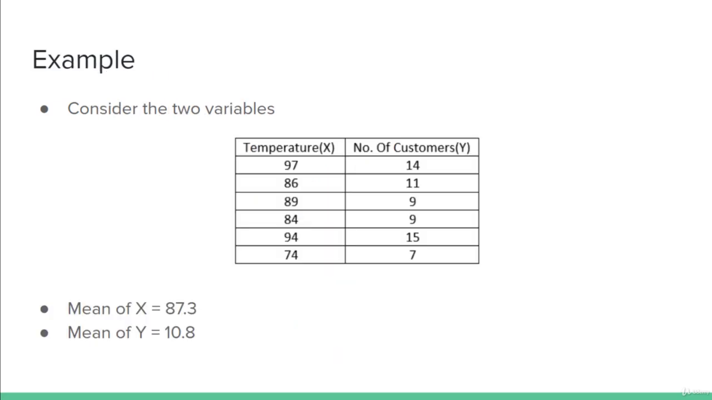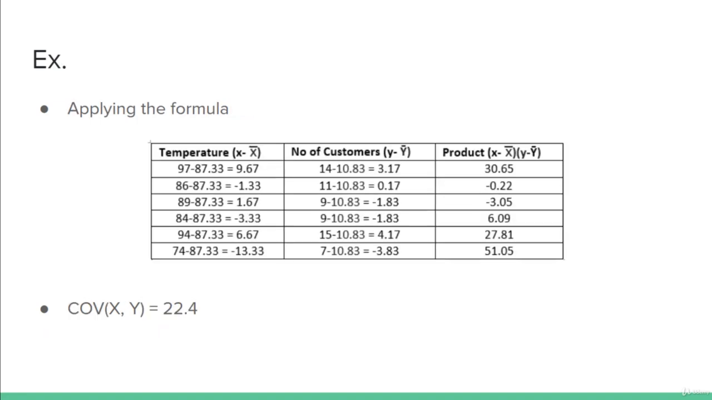So this is an example in which we are considering two variables, temperature and the number of customers. As you can see, the first step is to calculate the mean of x and y, which we will be using in the formula of covariance. The second step, after you calculate the mean, is to subtract the mean from each x and y, and we have a couple of rows in which we just repeat the process, and then we're going to calculate the product, right?